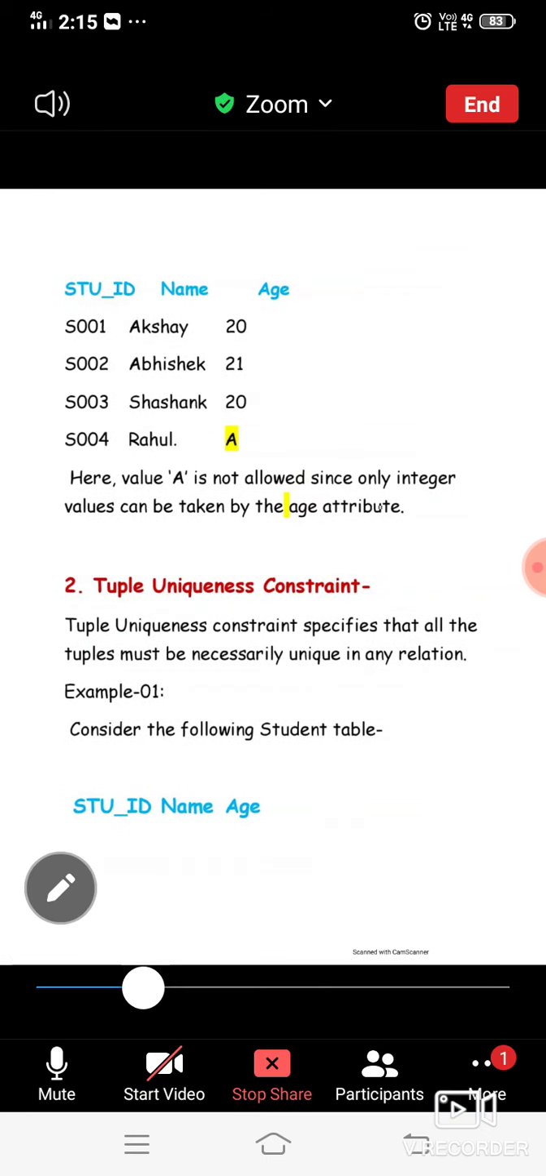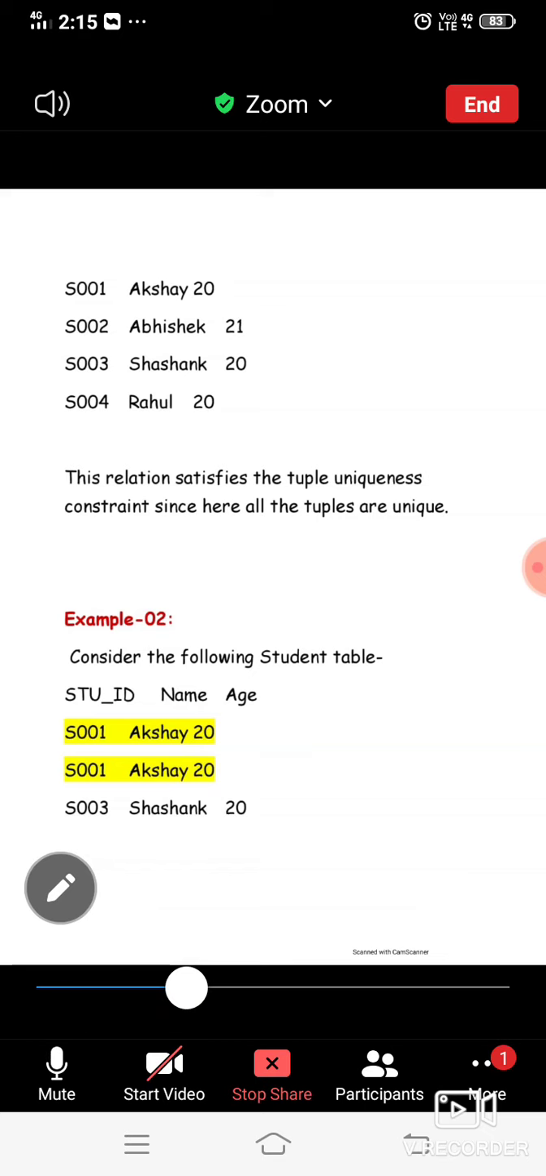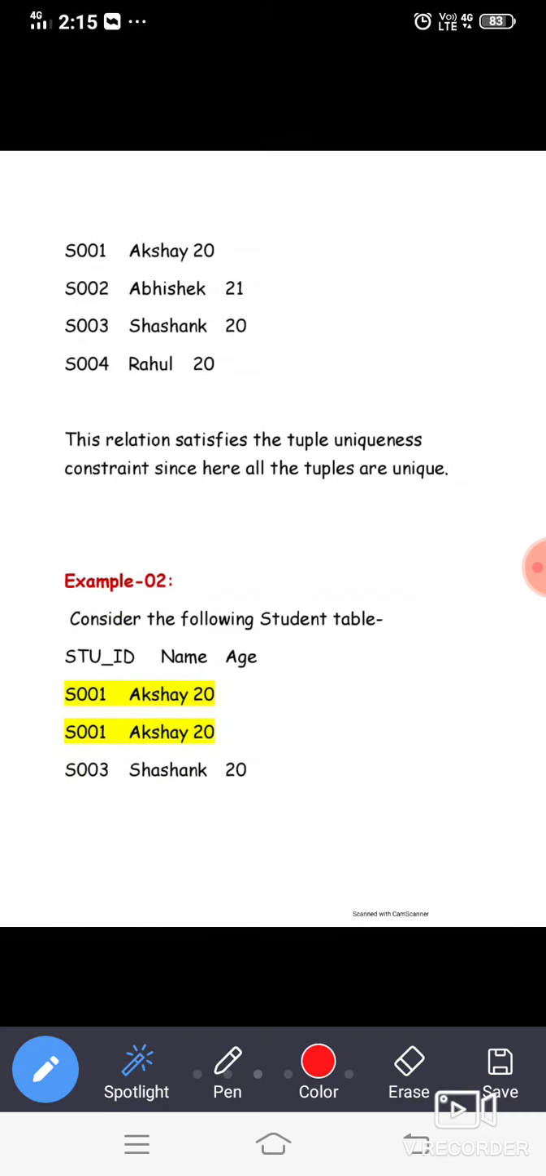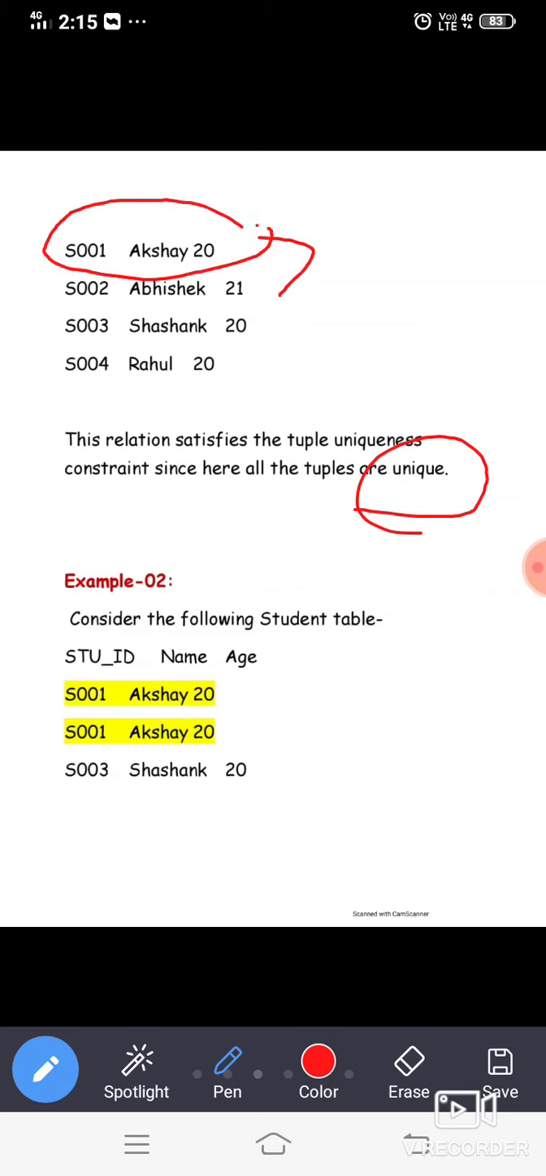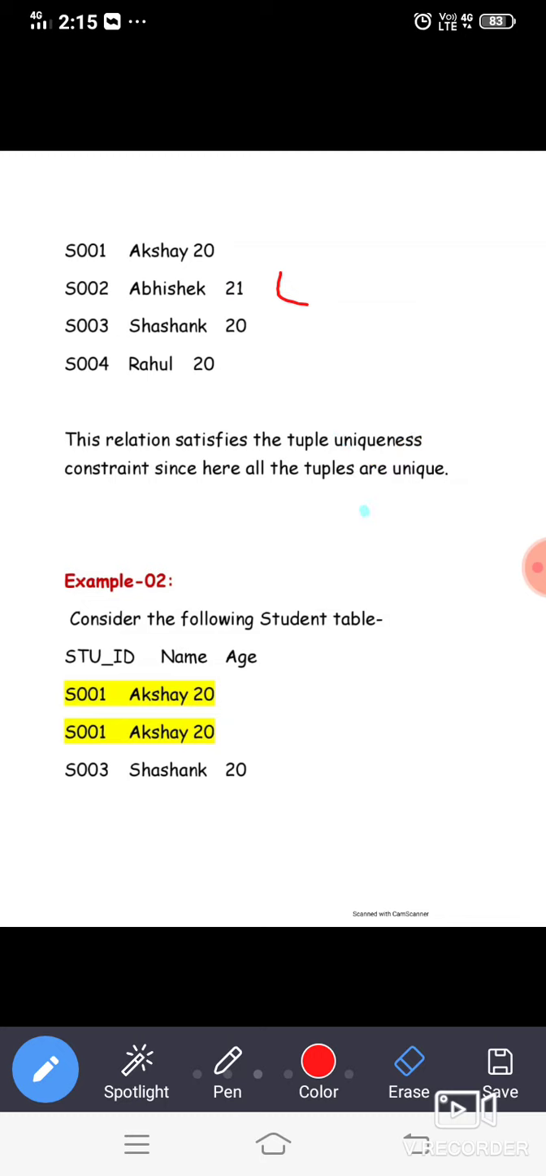So we will go for the explanation of what is meant by tuple uniqueness. See here, this relation satisfies the tuple uniqueness constraint, since all the tuples here are unique. First you have to know the meaning of unique. Unique means, if you take any row and compare it with any of the other rows, there is no such thing. I will tell you what not unique means.